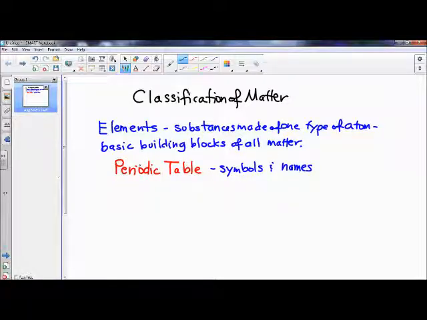So a symbol for an element is either 1 or 2 letters. If it's 2 letters, then the first is always uppercase. Okay, and if there are 2 letters, then the second one will be lowercase.